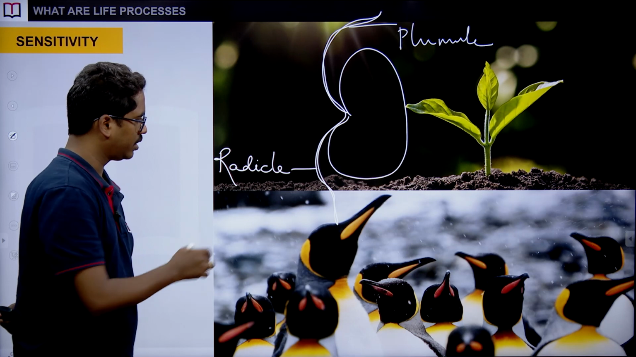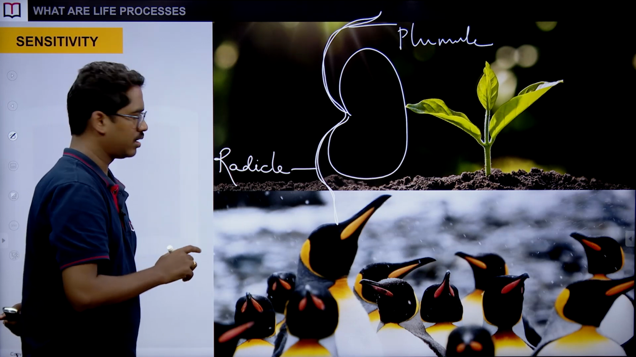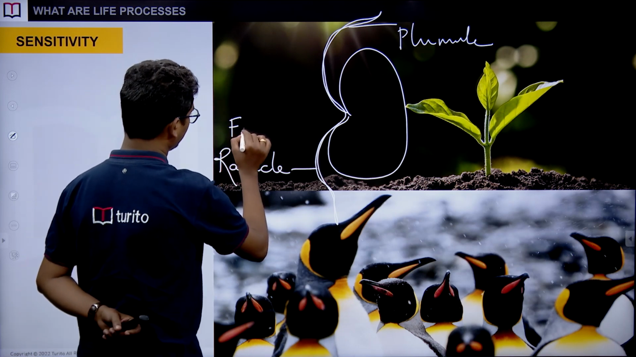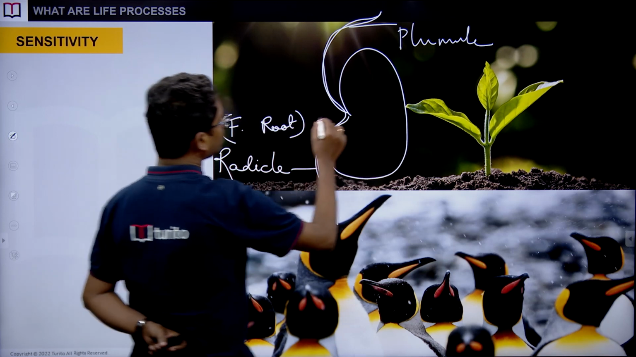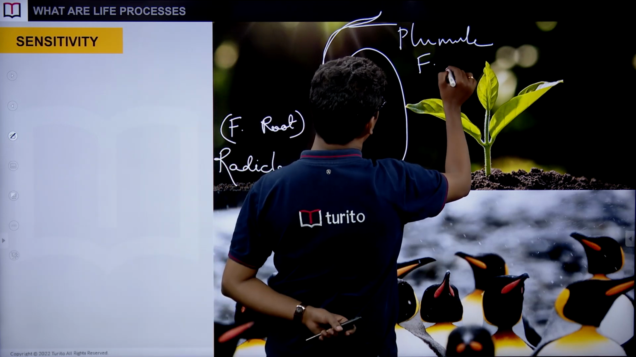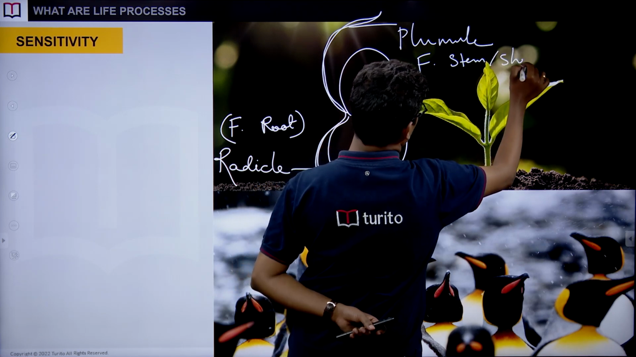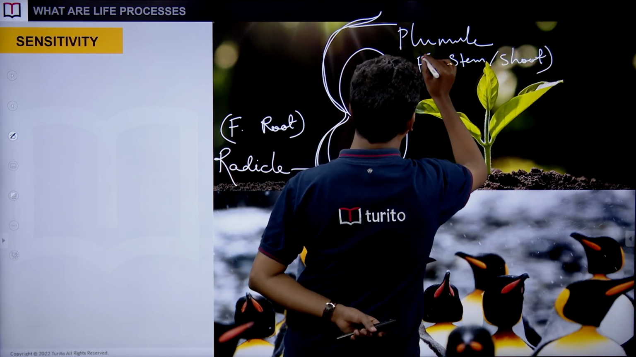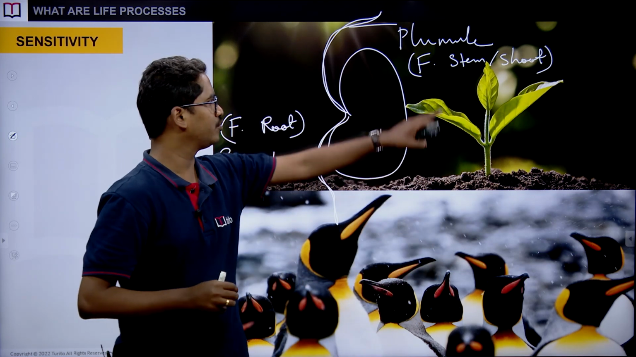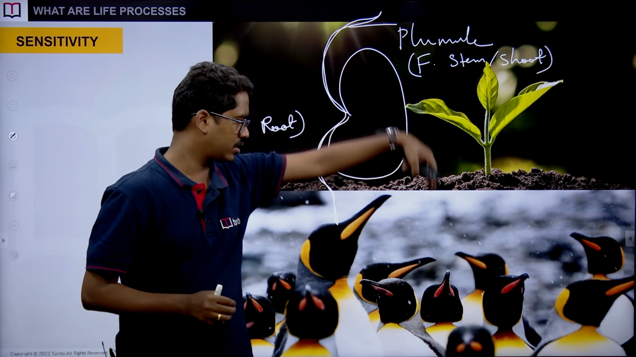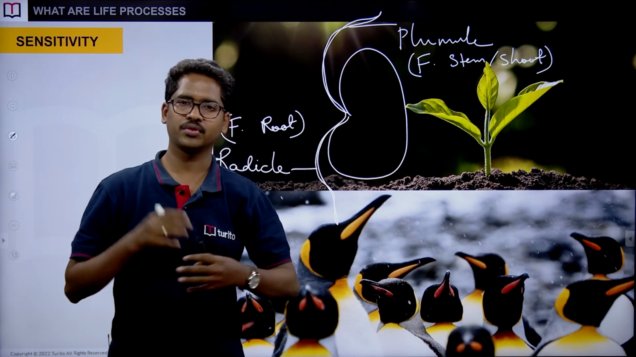Okay, now you have to understand that radicle would be the future root, okay. Plumule would be the future stem, also known as shoot. Now, can you expect the future shoot to go underground and the future root to come up? So, it is not possible.